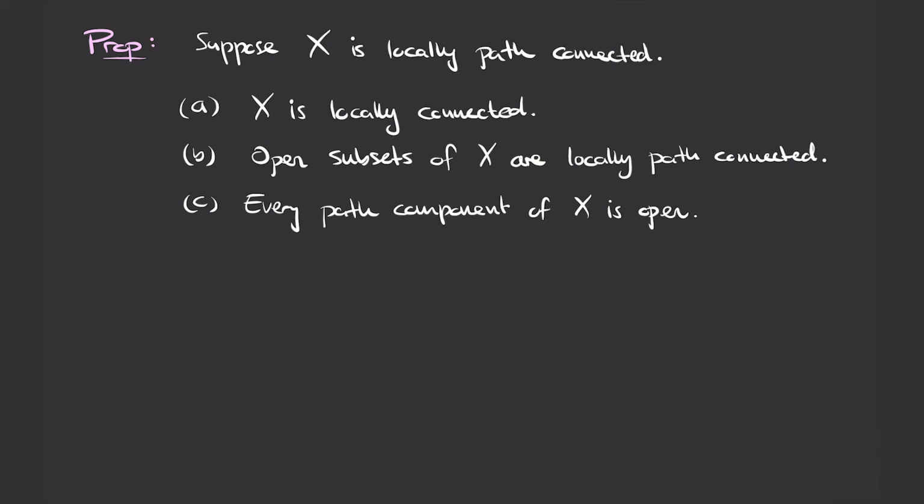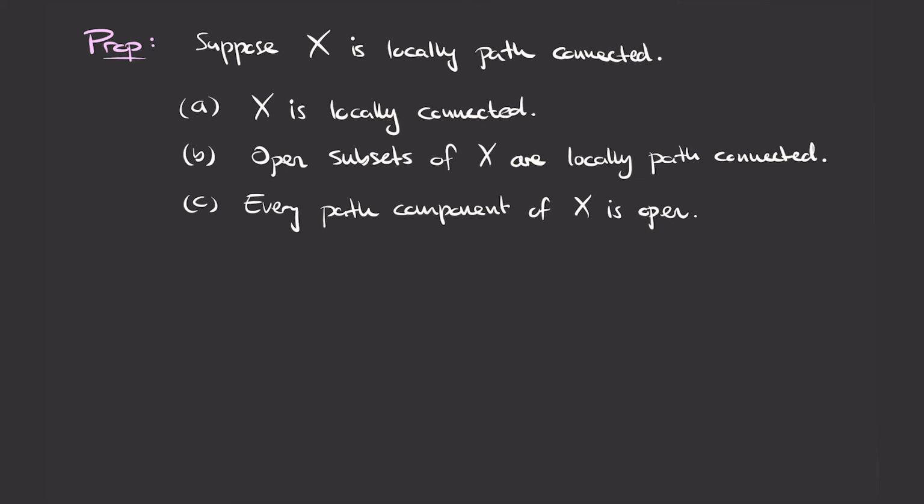So if X is a locally path-connected space, then we have that open subsets of that space are again locally path-connected, and also that every path component of the space is open. And these two properties B and C are proved exactly in the same way as we did for components. Another thing I've written down here is A, that if X is locally path-connected, then it's also locally connected. That's something I remarked before.